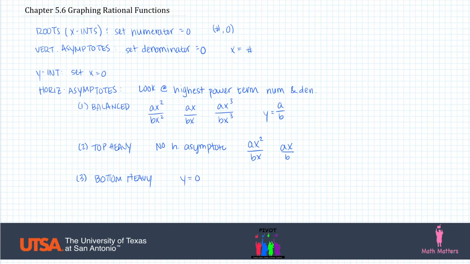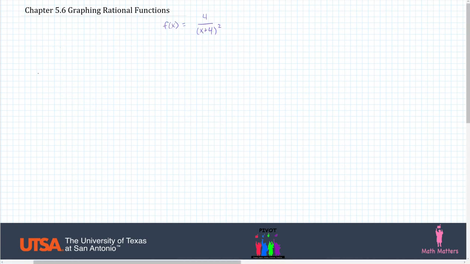So our second case would be, so the example we're given here is f of x equals 4 over (x plus 4) squared. And the first thing we can do is look for our roots, or our x-intercepts. And we do that by setting the numerator factors equal to 0. And if we do that, we get 4 equals 0, which cannot be true. So we actually don't have any roots for this one. So this function never crosses the x-axis.